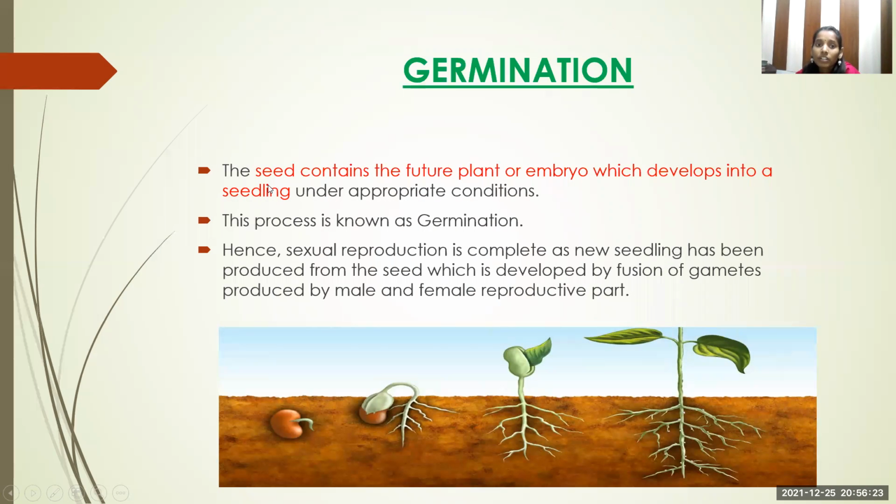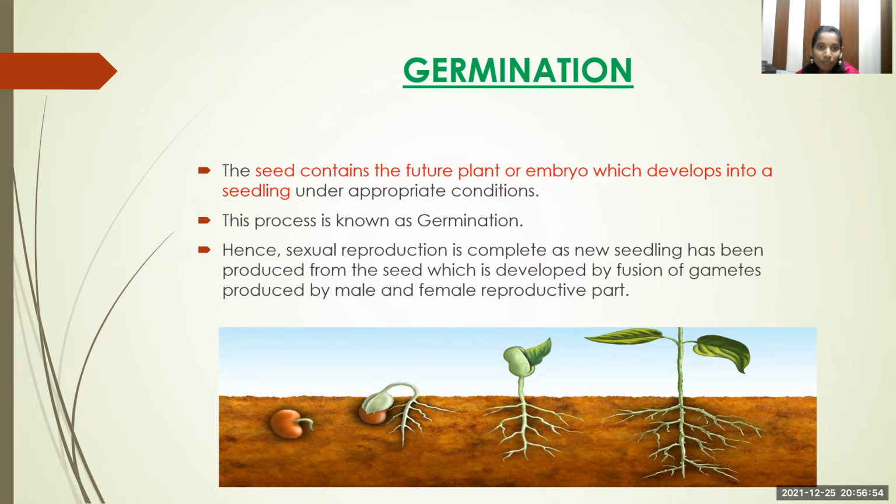So what is germination? The seed contains the future plant or embryo, which develops into a new seedling under appropriate conditions. This process is called germination. Hence, sexual reproduction is complete as new seedling has been produced from the seed which is developed by fusion of gametes produced by the male and the female reproductive part. So see how interesting this was, how a plant reproduces sexually.